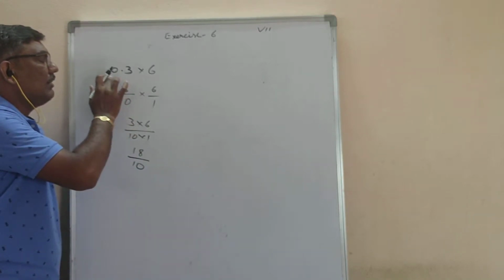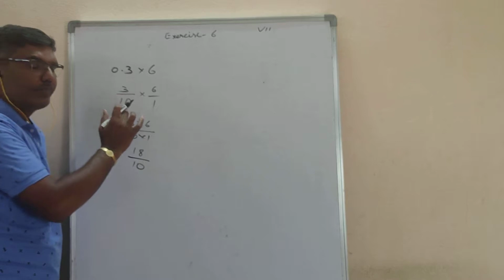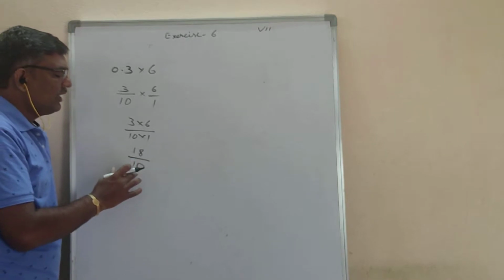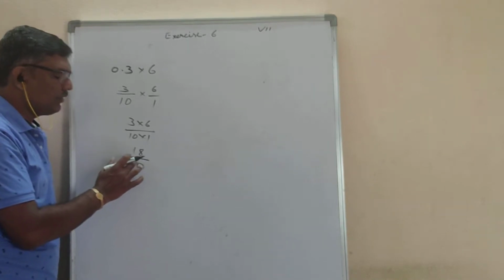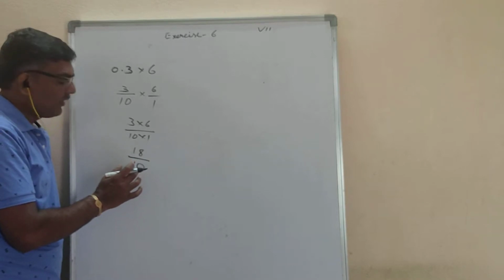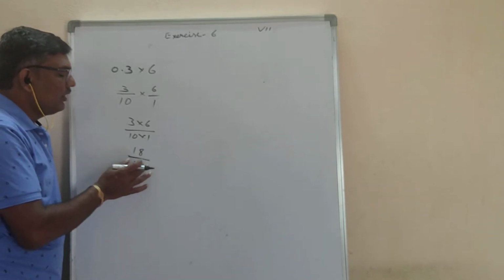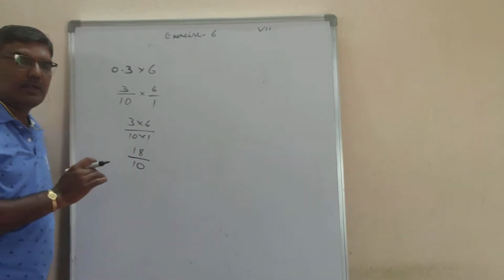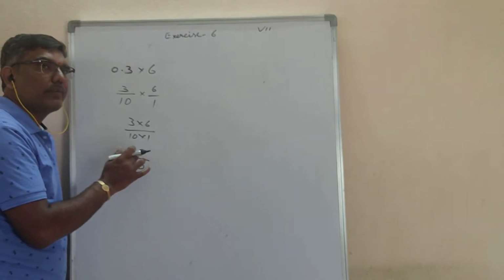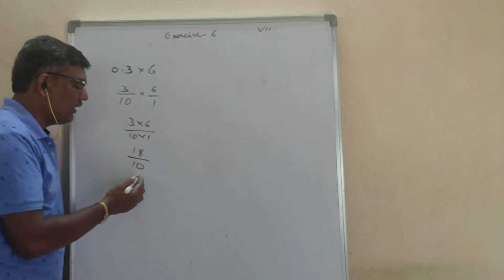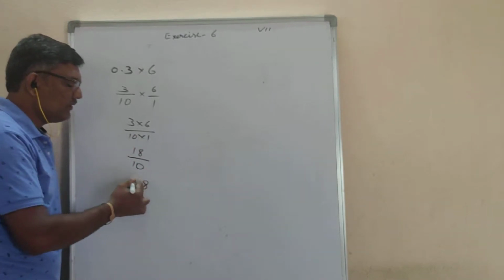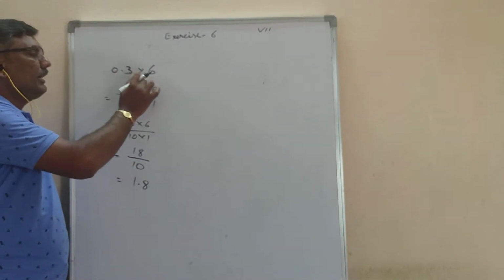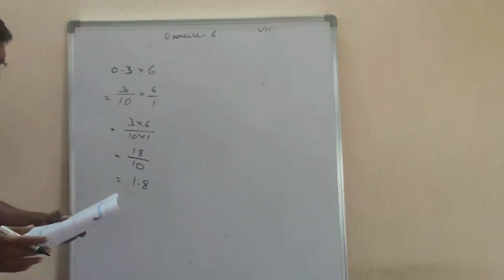Now, I converted 0.3 into fraction form. Now it is in fraction form, you have to convert it into decimal form. In the denominator you have 10. If you have 10, what you have to do? In the numerator, before 1 digit, you have to keep a point. Here the numerator is a 2 digit number. Before 1 digit means before 8. So before 8 you have to keep a point. That is 1.8. So 0.3 multiplied with 6 gives the answer 1.8.